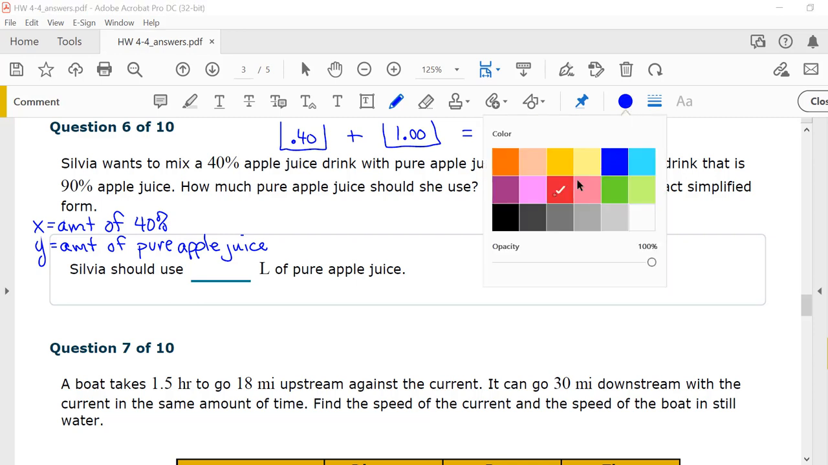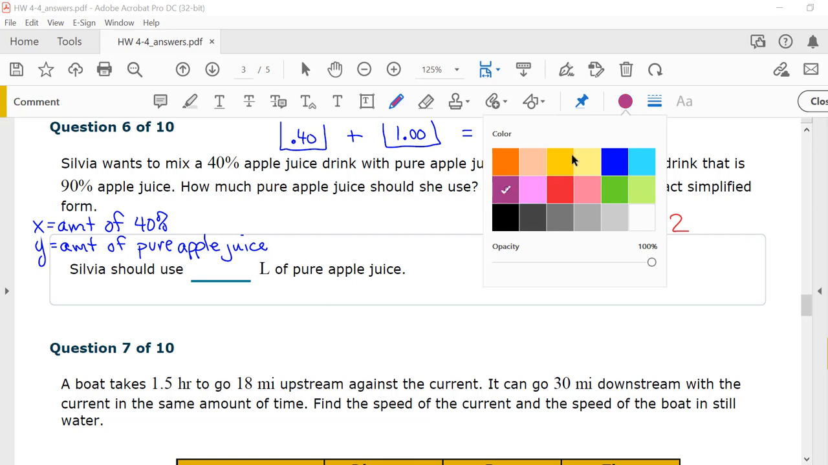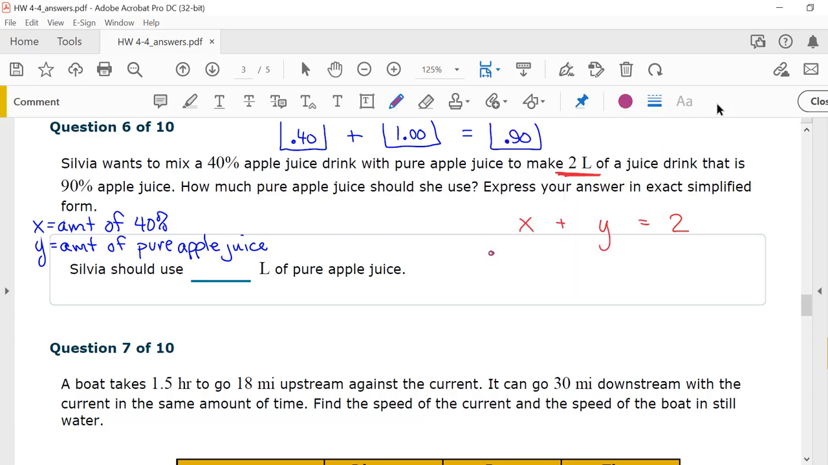All right, here we go. Our equations. She wants to make 2 liters of drink, so X plus Y has to equal 2. Okay, now the concentrations. We have 0.40 X plus 1 times Y is supposed to equal 90%, so 0.90 times 2 liters.